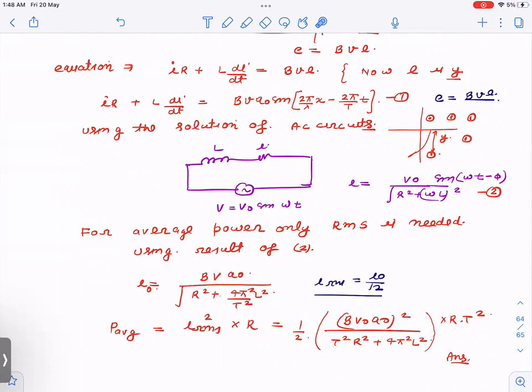It's a very, very good question and very highly probable for JEE Advanced 2022.